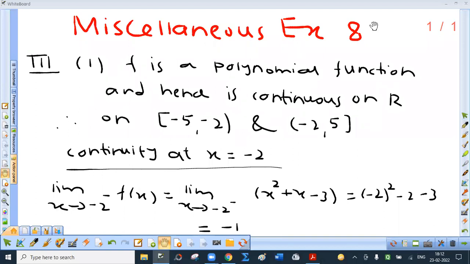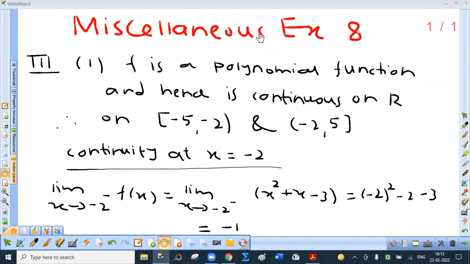Now the third question. Discuss the continuity of the following functions at the points. This is second. Let me read the third one. Okay, third one. Identify discontinuities, if any, for the following functions as either a jump or a removable discontinuity on their respective domains. First one, f of x is x square plus x minus 3 for x belonging to the semi-open interval minus 5 to minus 2, equal to x square minus 5 for x belonging to the semi-open interval minus 2 to 5.